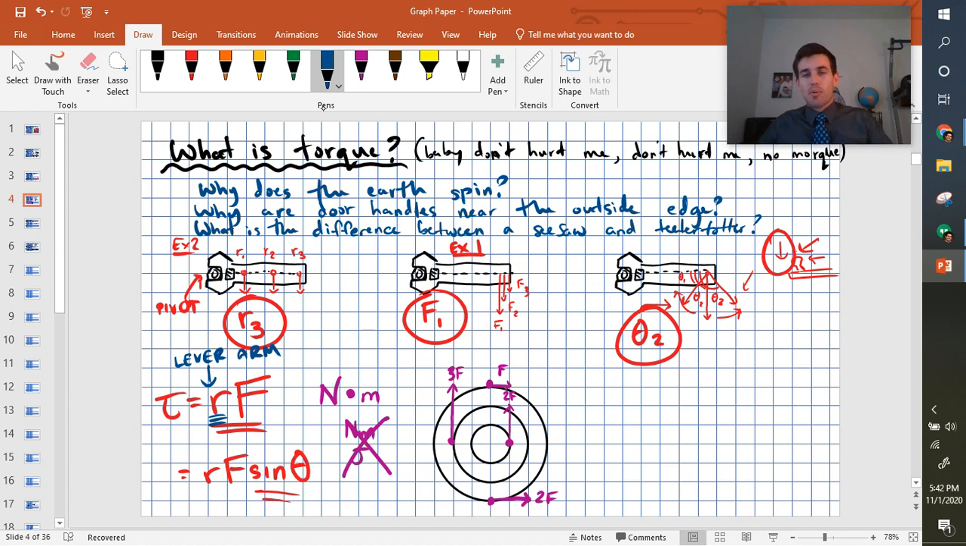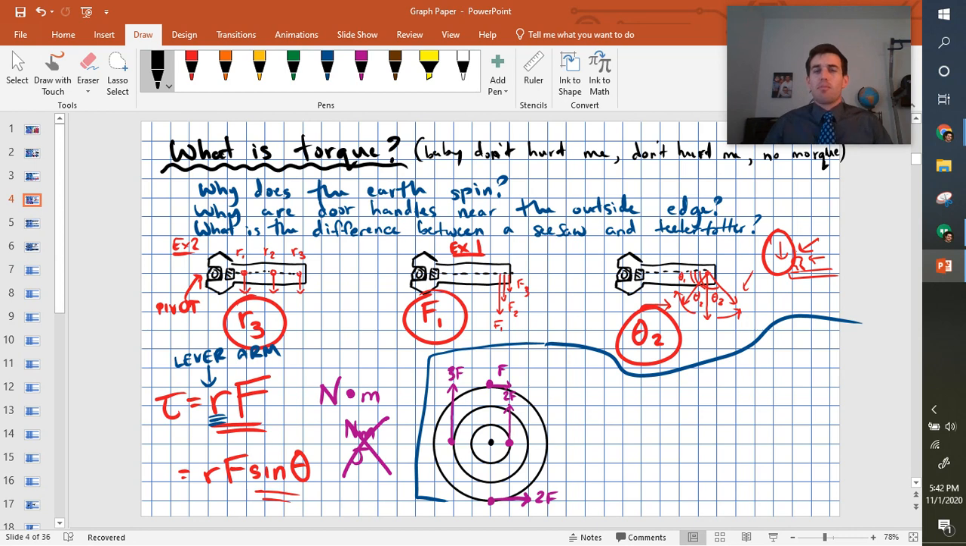Okay, so now I have a problem right here. It starts here, and we'll kind of just sneak it in. We're going to look at this problem. We're going to figure out what the net torque on this system is. You can imagine this is like several stacked wheels that are all glued together or something, and the pivot point's coming out of the page at you.